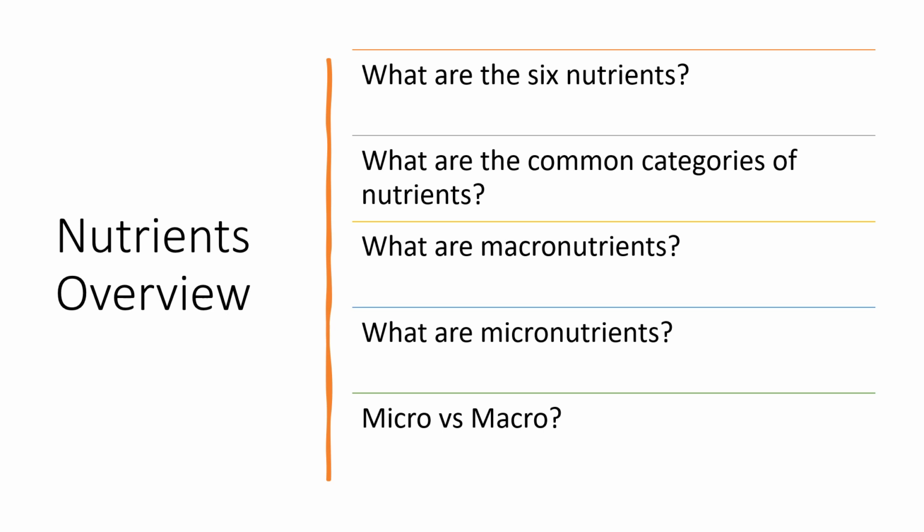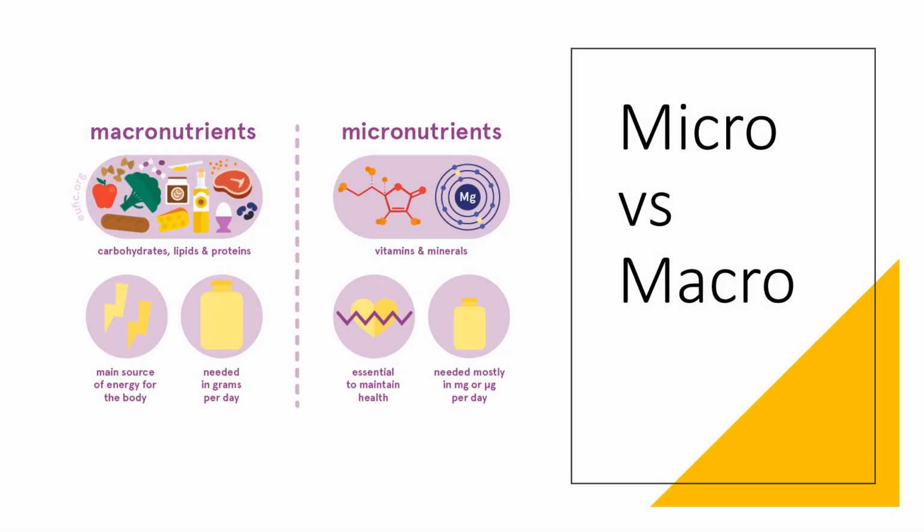And finally, it's important to sort of compare our micro versus our macronutrients. So what really are the differences? Well, to start, our macronutrients are going to be our carbohydrates, lipids, and proteins, and these are going to be our main source of energy for the body. The biggest difference is that we classify them as needed in grams per day, and then our micronutrients, we actually say that we need them in micrograms per day. And our micronutrients have no effect on our energy sources for the body. They're not sources of energy, but they are essential to maintaining health.